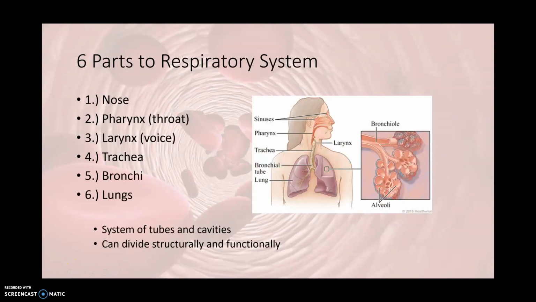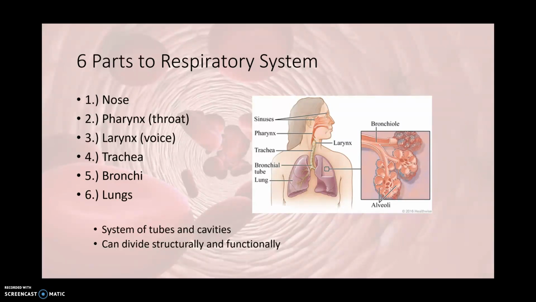Okay, so we have 6 parts to our respiratory system. We have the nose, the pharynx or our throat, the larynx, which is our voice, the trachea, our bronchi, and our lungs. This is a system of tubes and cavities. So our respiratory system is pretty much a system of tubes and cavities.